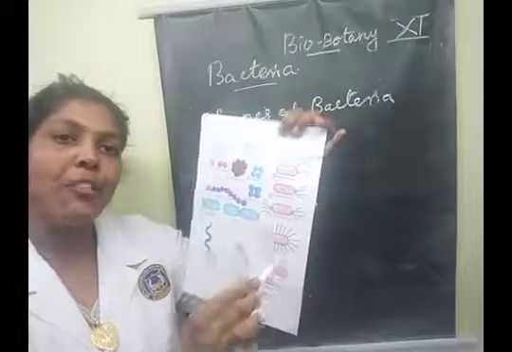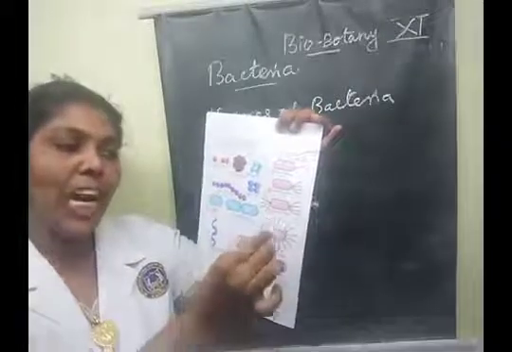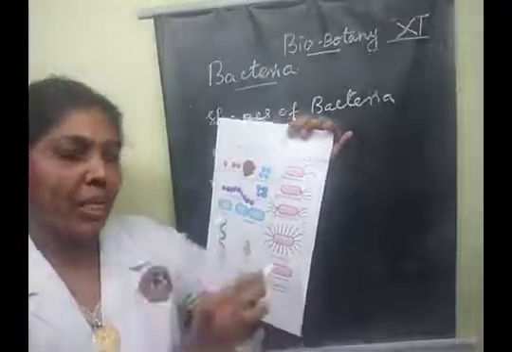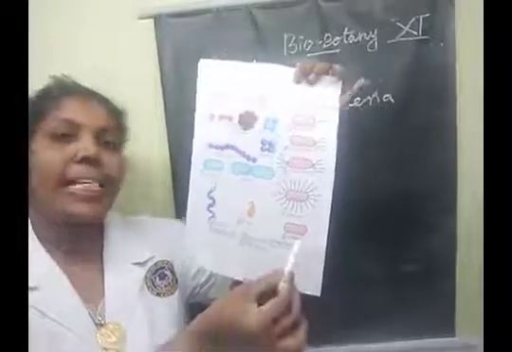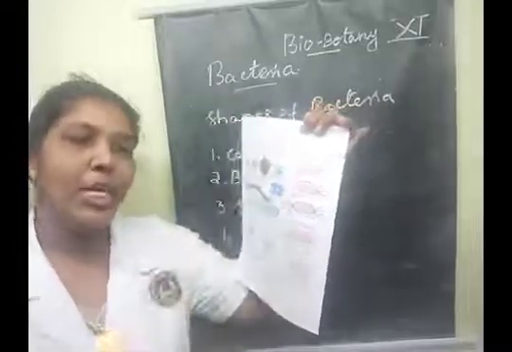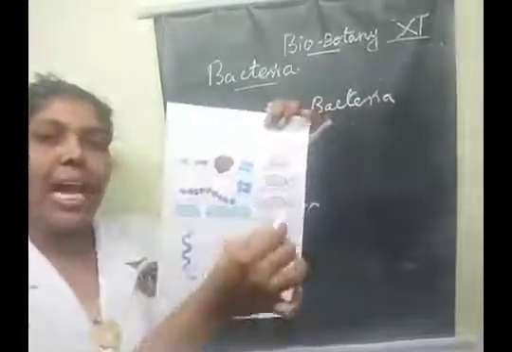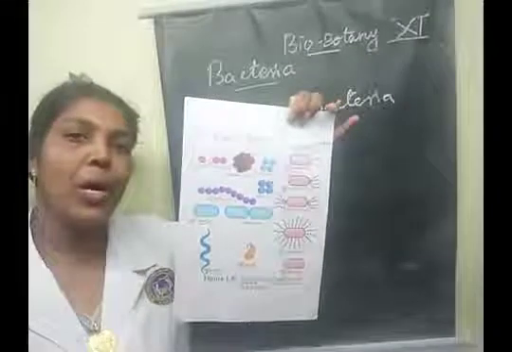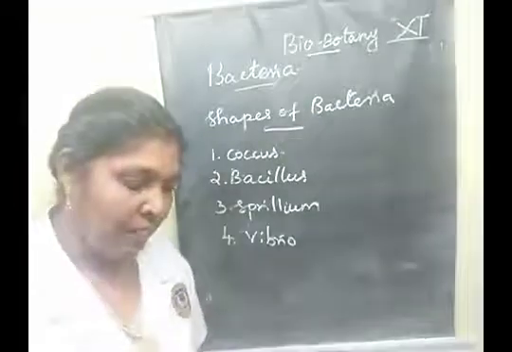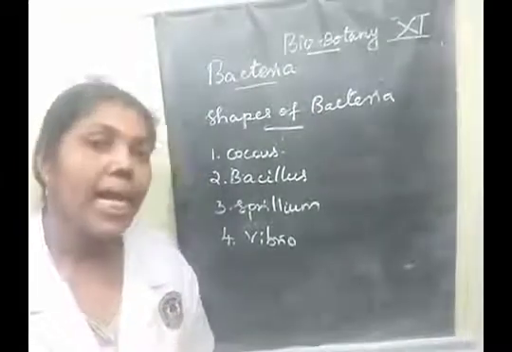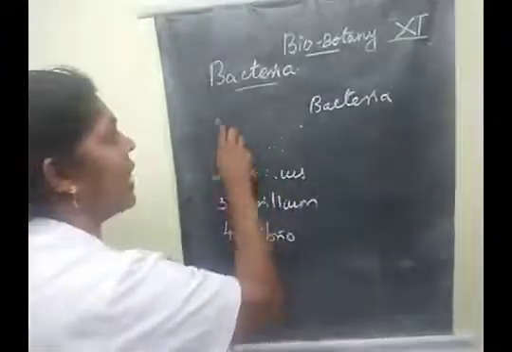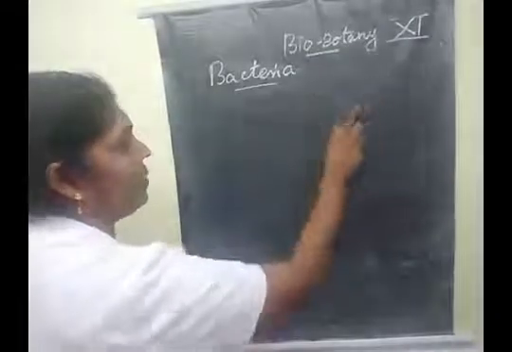Peritrichous means numerous flagella surrounding the cell wall surface area. Understood? That is covered by the cell surface area. That's known as peritrichous. Atrichous means without flagella. Clear, children? This diagram is very important for 2 mark or 3 mark question answers. Understood, children? Yes. Next one we are going to learn the ultrastructure of bacterial cell.